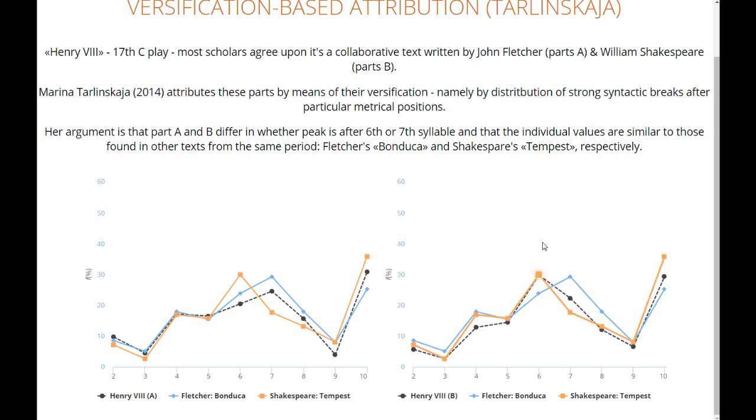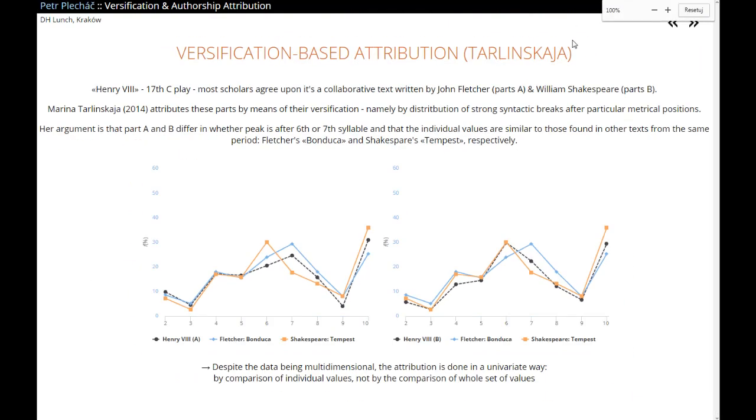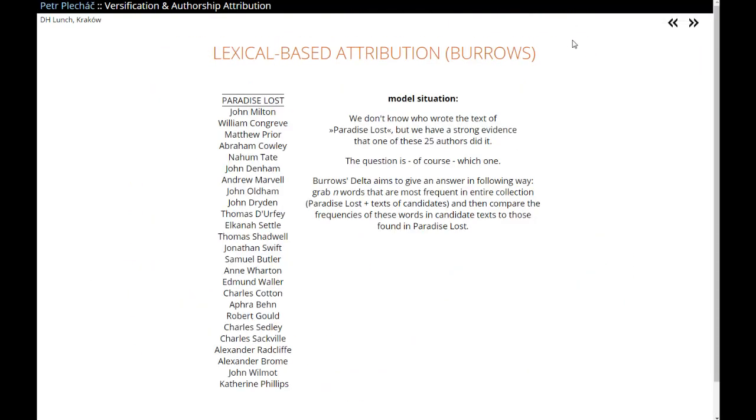And yeah, the main problem is that despite these data being multidimensional, there is more than one number, Tarlinskaya is comparing by the eye the individual values, not the entire sets to each other, but the individual values. Let's take a look at how Burrows deals with the same situation. And please, at this moment, stop me anytime you think this is something we heard 100 times before.